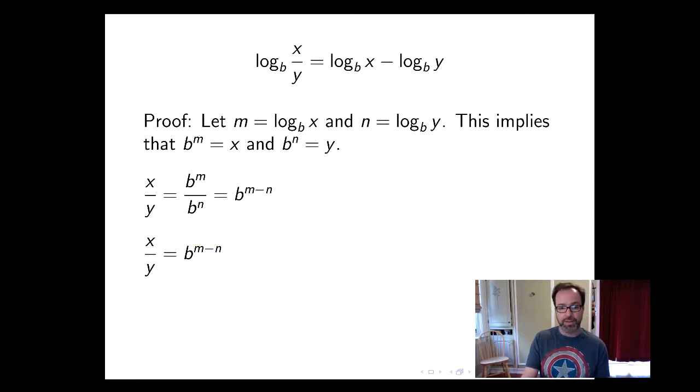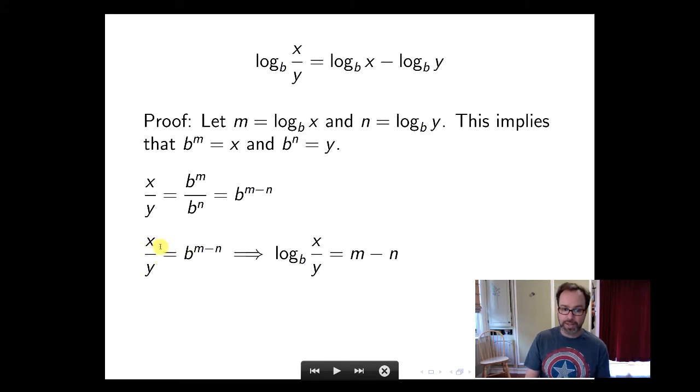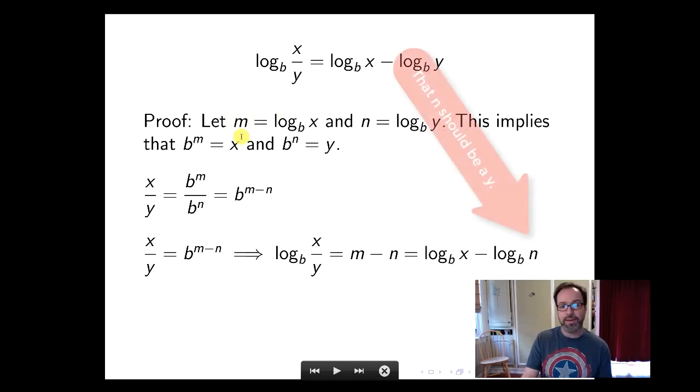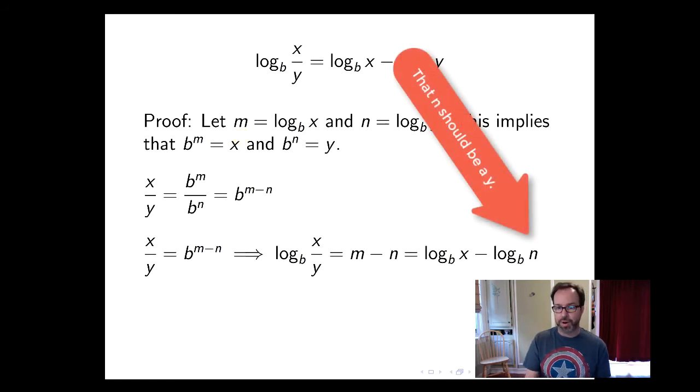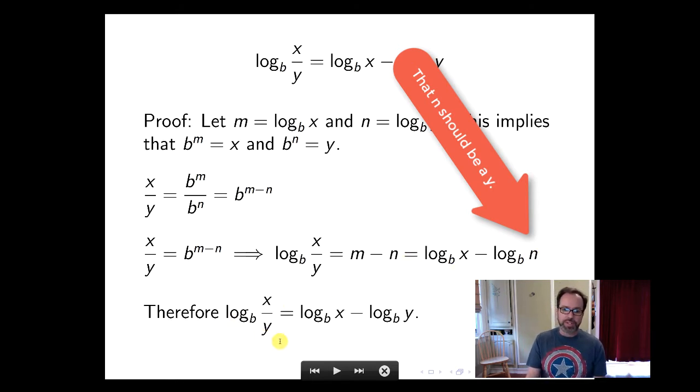I can write it in logarithmic form as the log base b of x divided by y is equal to m minus n. And then I will substitute in the two things that I started with, m and n. So I get that property. There's that. I must have copied and pasted that typo. So we're probably going to see that typo the rest of this video. So log base b of x divided by y is equal to the log base b of x minus the log base b of y.